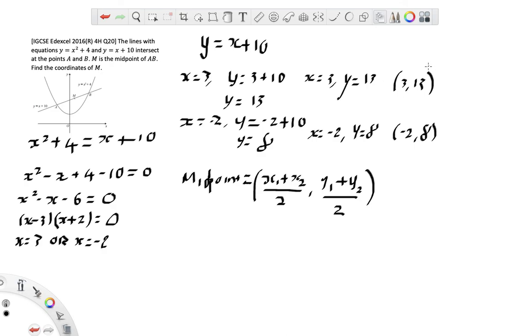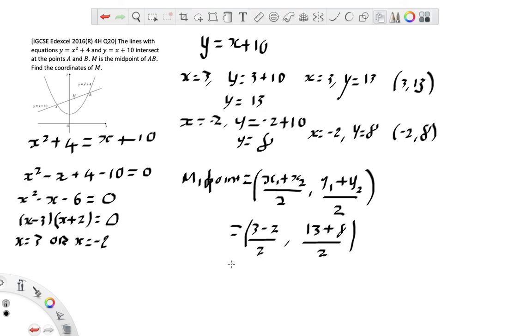Okay, so we can take the coordinates we've got and find the midpoint of them. So x1 here, the first x coordinate, that's 3. The second x coordinate, that's minus 2. So 3 plus minus 2, well, that's just minus 2, and that's all over 2. And then we've got the first y coordinate, and that was 13. Let me make that better. So 13. And then our second y coordinate, which is 8. So 13 plus 8 divided by 2.